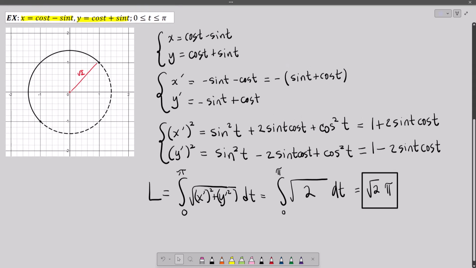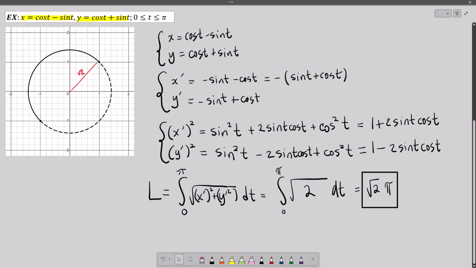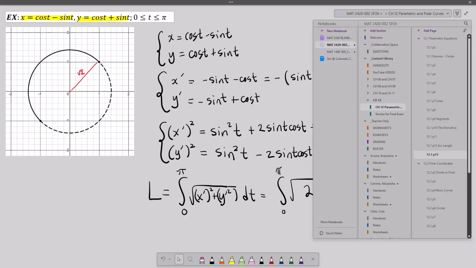So a good exercise, if you're feeling frisky, is to isolate, turn that into the equation of a circle of radius root 2 centered at the origin. Takes a little bit of work. It's not obvious.